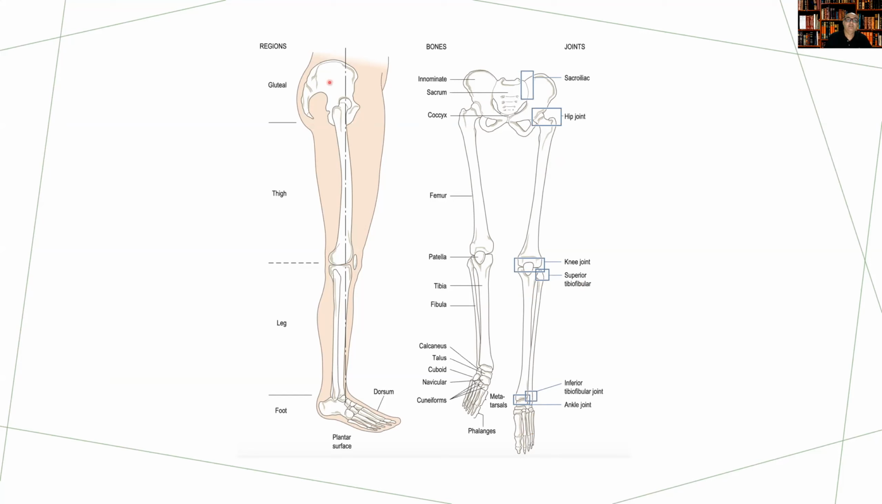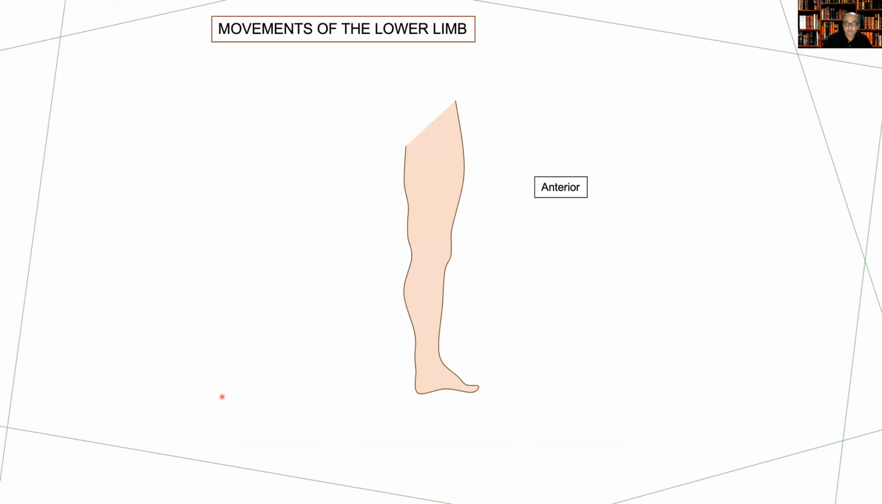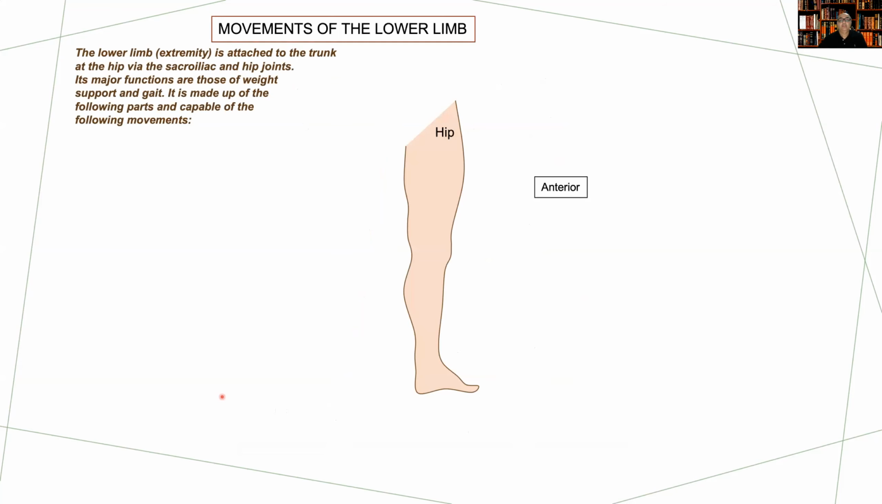And then we have regions. We have the gluteal region, thigh. Thigh will be divided into front of thigh, medial thigh, posterior thigh. Then the leg. Leg has an anterolateral compartment and a posterior compartment, and then we have the foot. And then we have different types of movements which are occurring. So these are the different regions of our lower limbs.